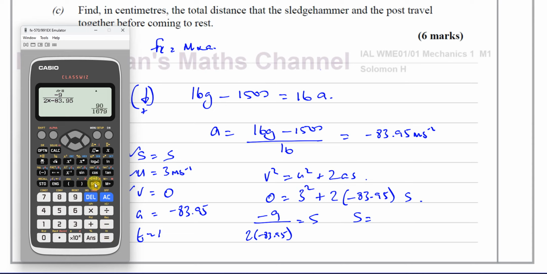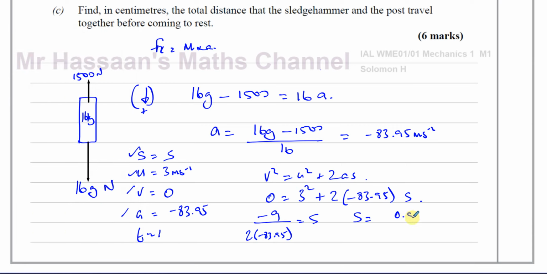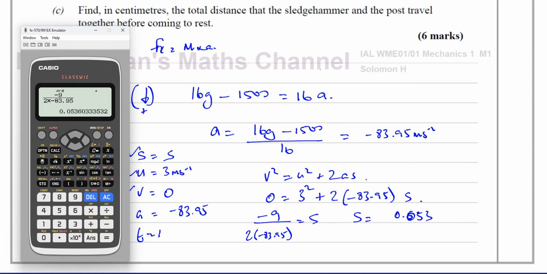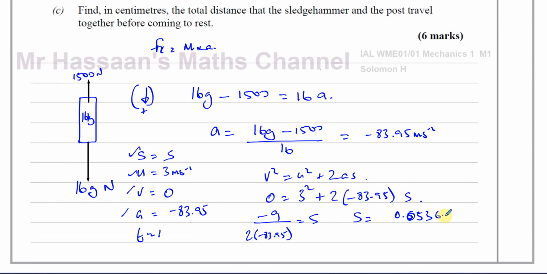All right, that gives you 0.0536033. That's in meters, so we want to change it to centimeters. We multiply it by 100, so we end up with 5.3603 centimeters. So we can round that to 3SF, in which case it would be 5.36, or we can round it to 2SF, in which case it would be 5.4 centimeters. Either of those are perfectly fine.